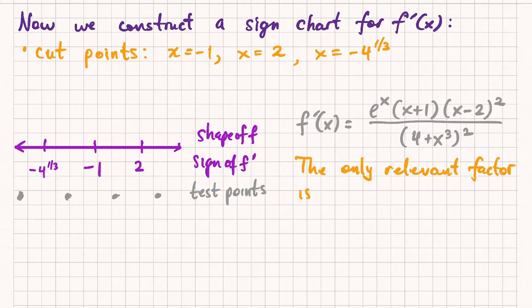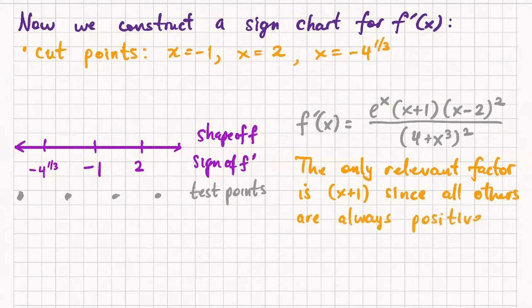The only relevant factor is x plus 1, since all others are always positive. So now I don't even care about what the test points are. If I'm looking at x plus 1, that's easy. It's negative, negative, and then it switches signs at -1. So negative, negative, positive, positive.